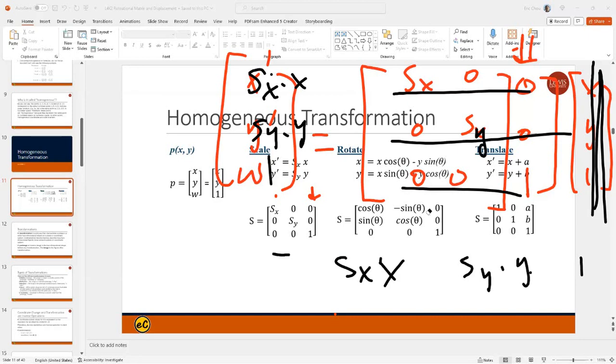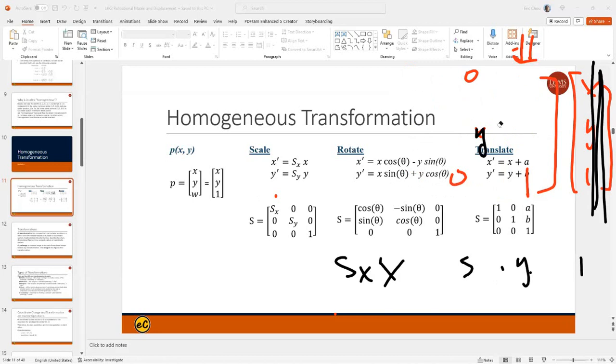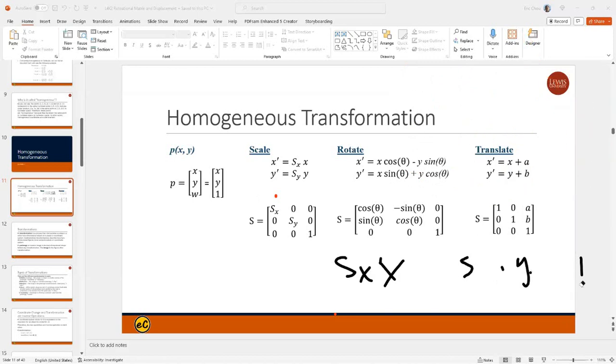So basically, you expand the vector multiplication to matrix format without problem. So that's the scaling vector. Same thing for the rotation and displacement. Okay, let's look at the last one, translation.